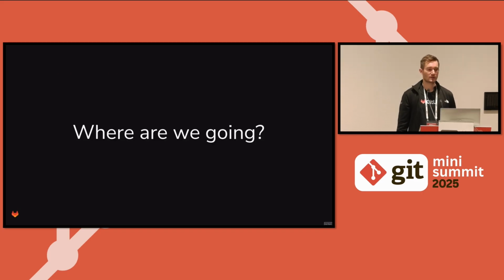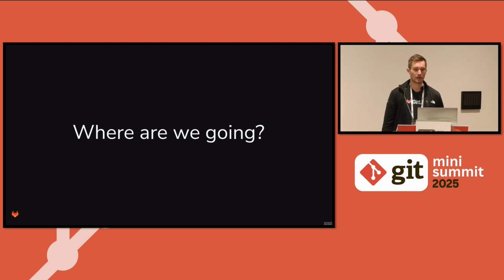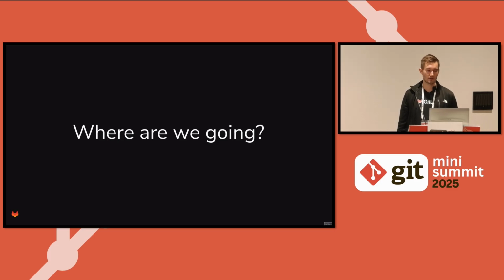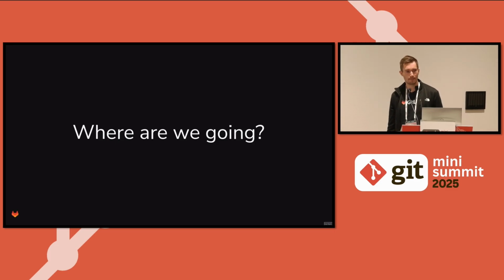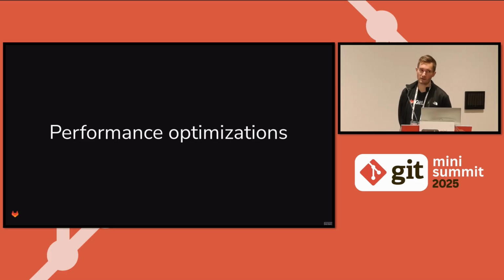The Reftable Backend was merged in Git 2.45, so already more than a year ago. Naturally though, getting reftables merged was only a starting point, and there are still lots of things we had to do. So where are we going with reftables overall? The first obvious one is performance optimizations.